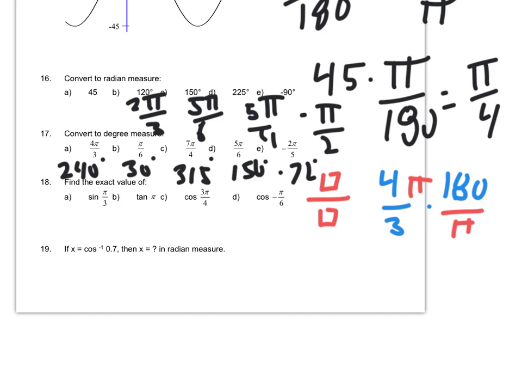So we'll just give you the answers. These are in non-decimal form. This is rad 3 over 2. Tangent of pi is 0. Cosine of 3 pi over 2 is a negative 1 over rad 2. Cosine of negative pi over 6 is a positive rad 3 over 2.